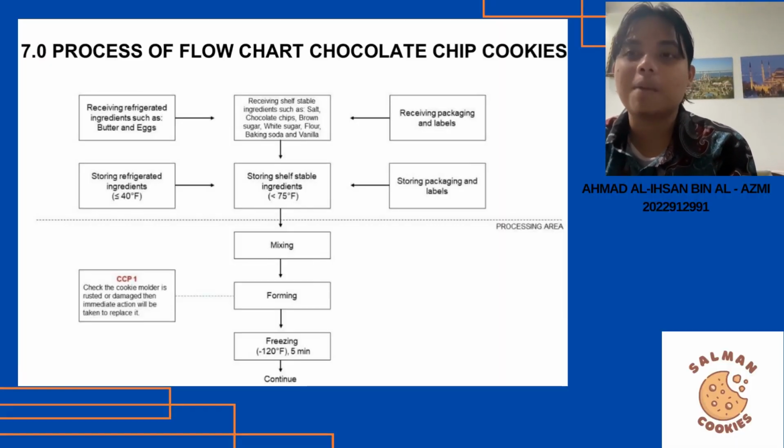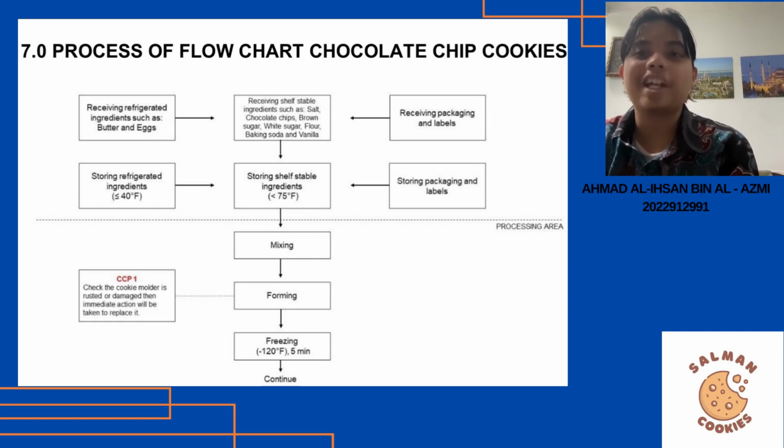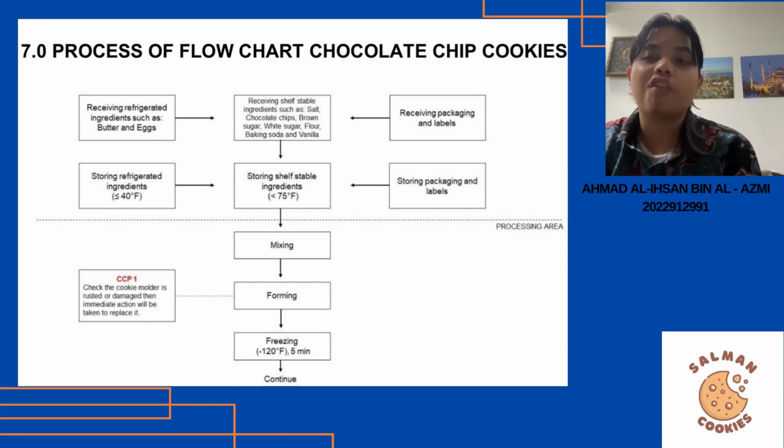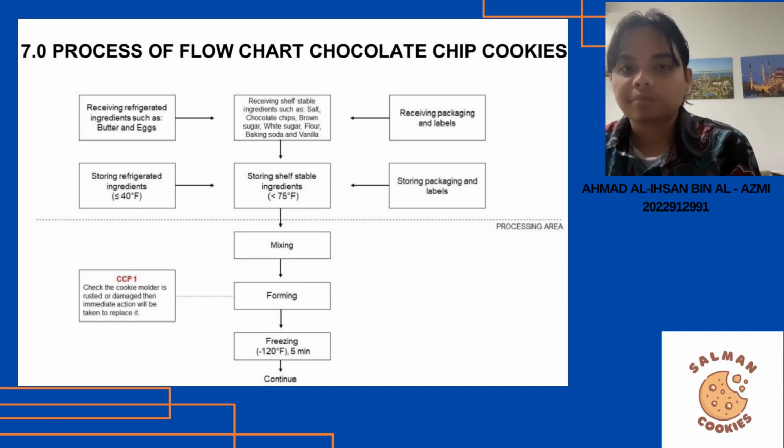Bismillahirrahmanirrahim. Assalamualaikum warahmatullahi wabarakatuh. My name is Ahmad bin Al-AZMI, and now I will continue the presentation by explaining the process flow chart, which is very important because if there is a slight error in this part, it will damage the entire production operation of Salman Cookies products. There are 16 processes that will be carried out in Salman Cookies, and I will explain them one by one.